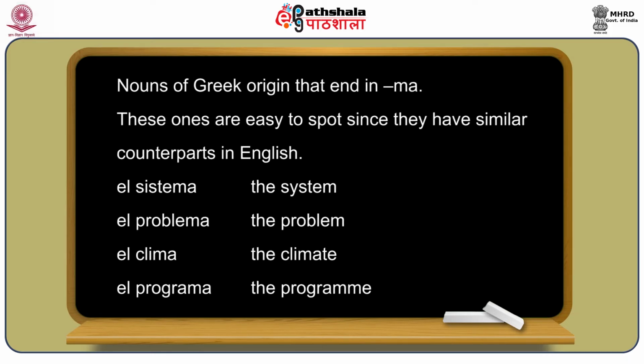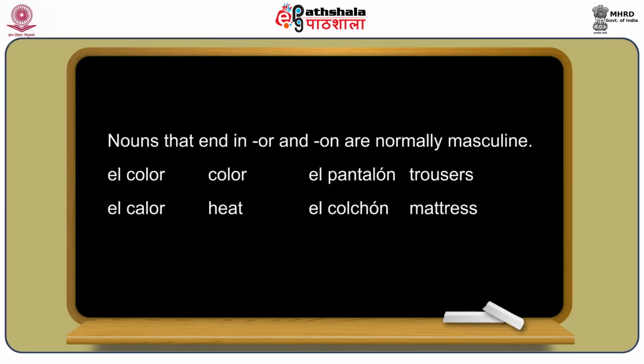Apart from these, there are nouns of Greek origin that end in ma. These ones are easy to spot since they have similar counterparts in English as well. For example, in English we say system, problem, program. So all these in Spanish will be masculine. For example, el sistema, so it ends with ma, so it is masculine. Or problema, so it will be el problema because it is ending in ma. Same way, clima will also be masculine, and programa, again ma, and it will also be masculine. So always remember that even though it ends with a, it will be masculine. El sistema, el problema, el clima, el programa.